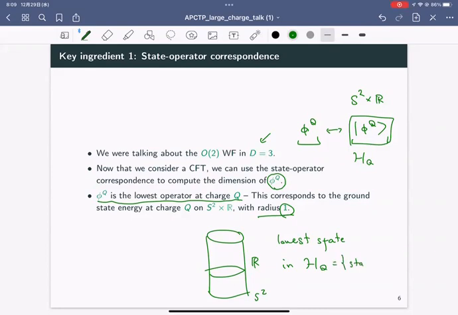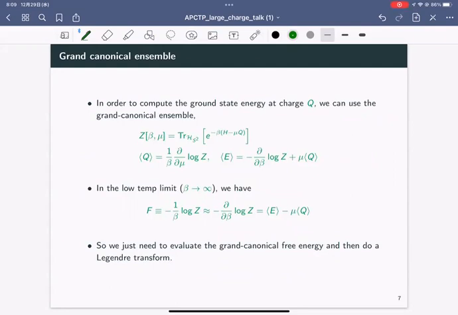Here, what kind of charge is it? Sorry, yeah, I meant to say O(2) charge. O(2) charge. Oh, I see. Okay. Mm-hmm. Right.